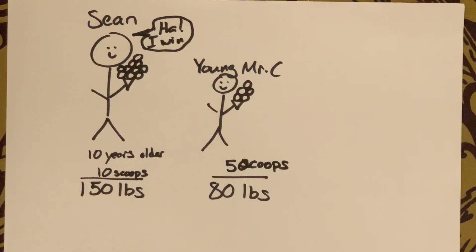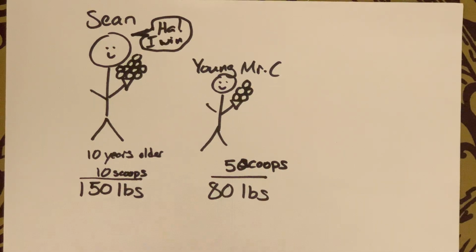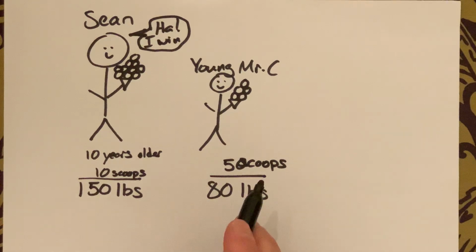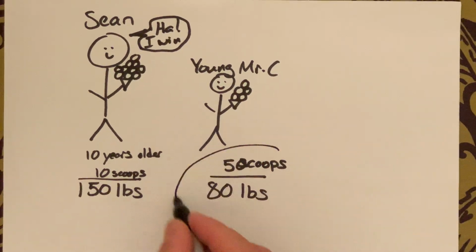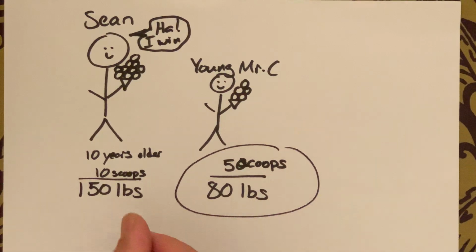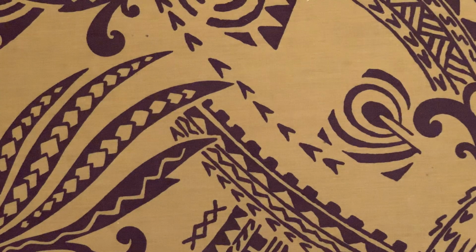And the only way we could compare these is to make them based on an equivalent weight or equivalent scoops. And this brings up an interesting idea of things being proportional. See, this is not proportional. Had I weighed half of what my brother weighed and eaten half of what he ate, then it would have been proportional. But I weigh more, and in fact, I ate more proportionally. And that's what we're talking about today. We're going to be talking about proportionality, and specifically how to write and solve proportions.